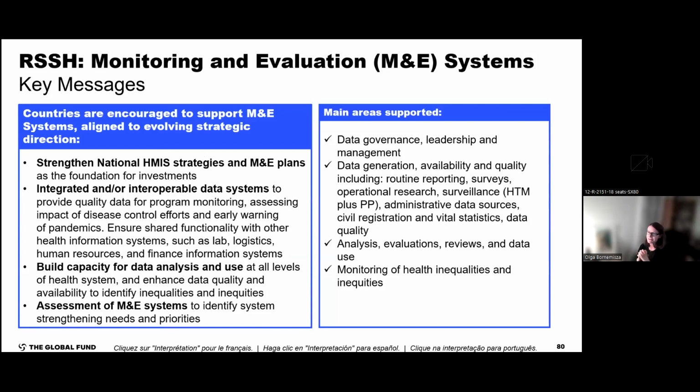Monitoring and evaluation systems are a huge area of investment under RSSH, and we will continue to invest in this area. It's incredibly important to have good data to be able to inform the programs.